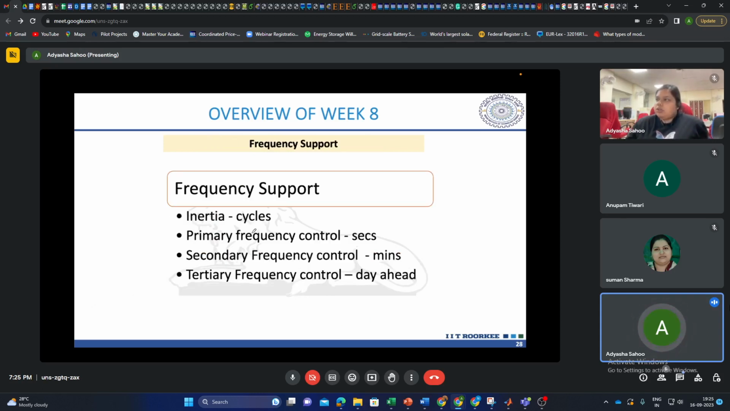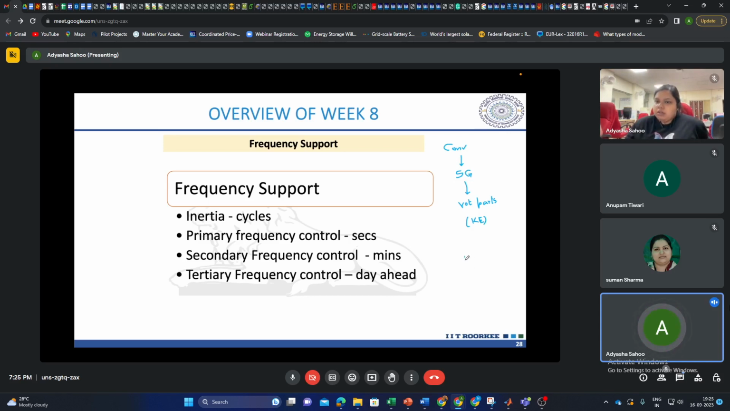Then in the next module we show virtual inertia. Initially in the conventional power system we had synchronous generators. These synchronous generators were heavy machinery, right? They had rotating parts, due to which they could have kinetic energy stored in these heavy rotating parts.